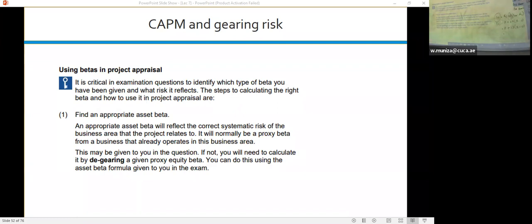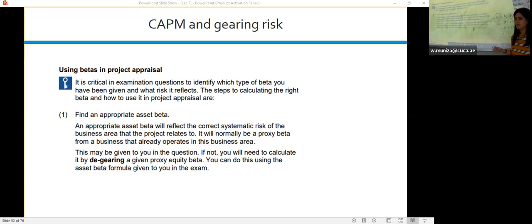Using betas in project appraisal, it is critical in examination questions to identify which type of beta you have been given and what risk it reflects. The steps to calculating the right beta and how to use it in the project appraisal are as follows. Students, you can read this slide from your home. Let me just explain what they are trying to tell you over here. When you take the beta from the market, that is basically which kind of beta? Is it asset beta or is it equity beta?